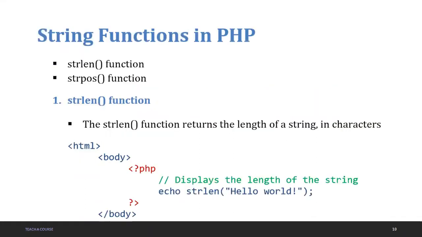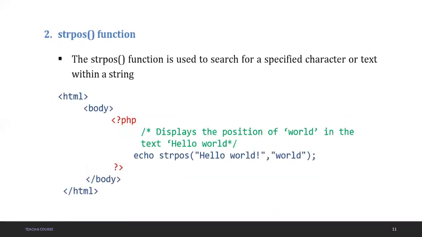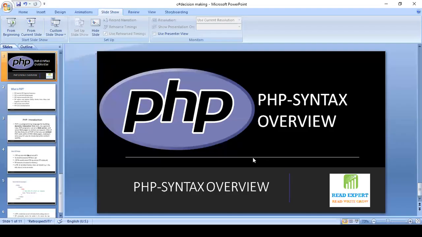The other basic functions in PHP are strlen and strpos. Strlen is used to display the length of the string. If we use that function in our code, it will directly print the length of whatever string we have encoded. Another predefined function is strpos, which will print the position of the string. Now we will see one example program.